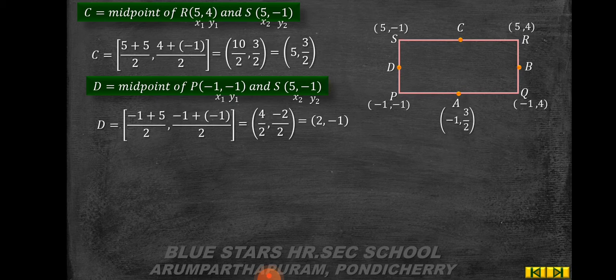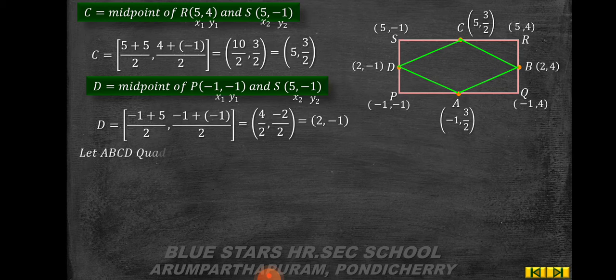So now mark the coordinates on the figure. So A is minus 1 comma 3 by 2, B is 2 comma 4, C is 5 comma 3 by 2, and D coordinate is 2 comma minus 1. Join those points A to B, B to C, C to D, and D to A. So let ABCD be a quadrilateral.